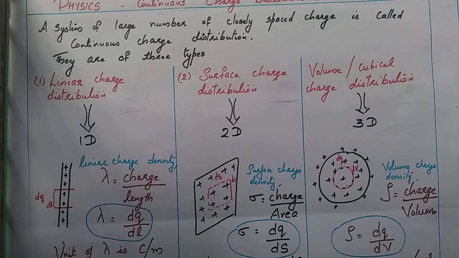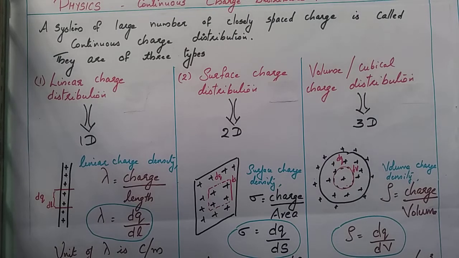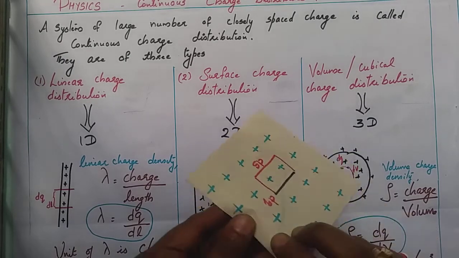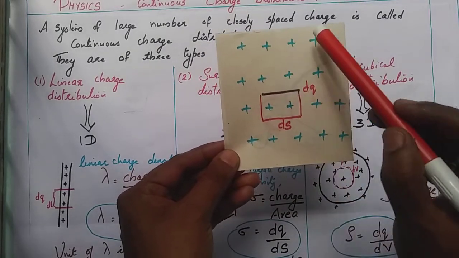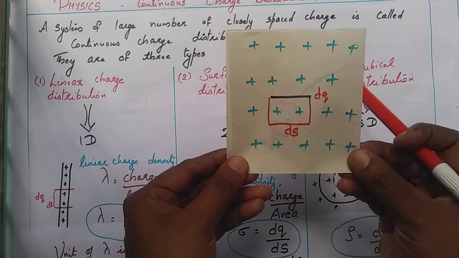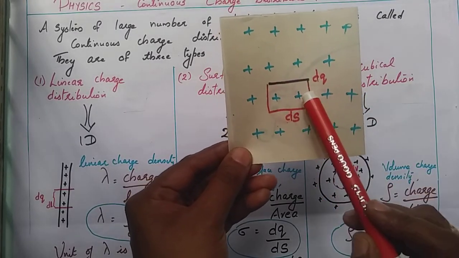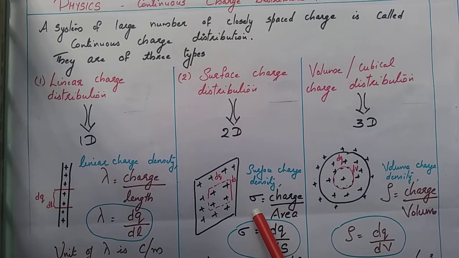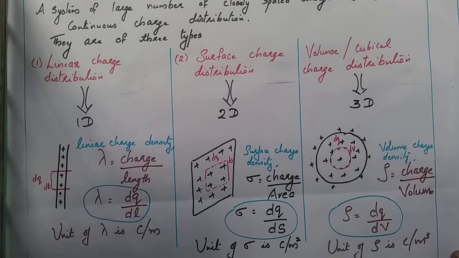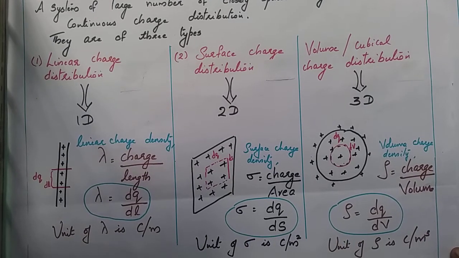Then number 2 is surface charge distribution. Here the charges are distributed in a definite area. It is two dimensional. 2D means two dimensional. For example, consider a thin plane sheet, and here the charges are uniformly distributed on the surface of the plane sheet. Consider a small area ds, and here dq charges are there. Then surface charge density is given by sigma is equal to charge divided by area. And charge dq is distributed in a small area ds, therefore sigma is equal to dq divided by ds, and its SI unit is coulomb per meter square.